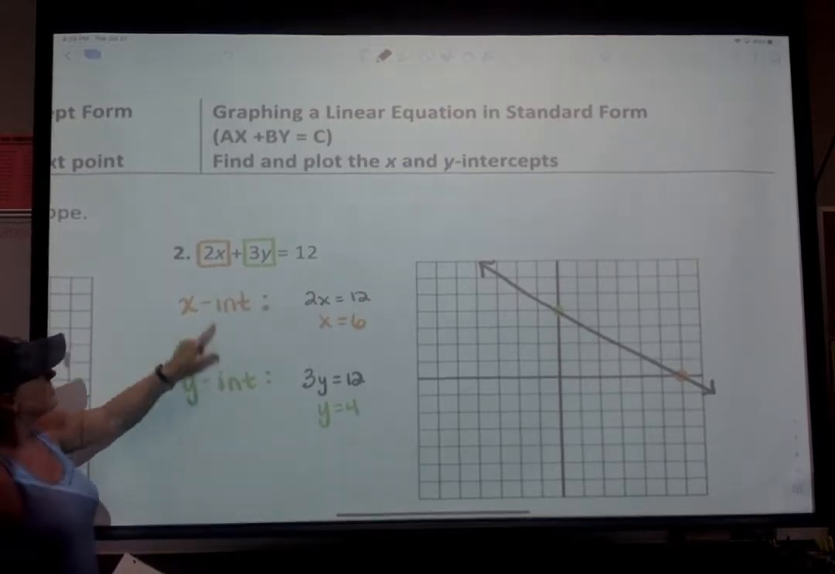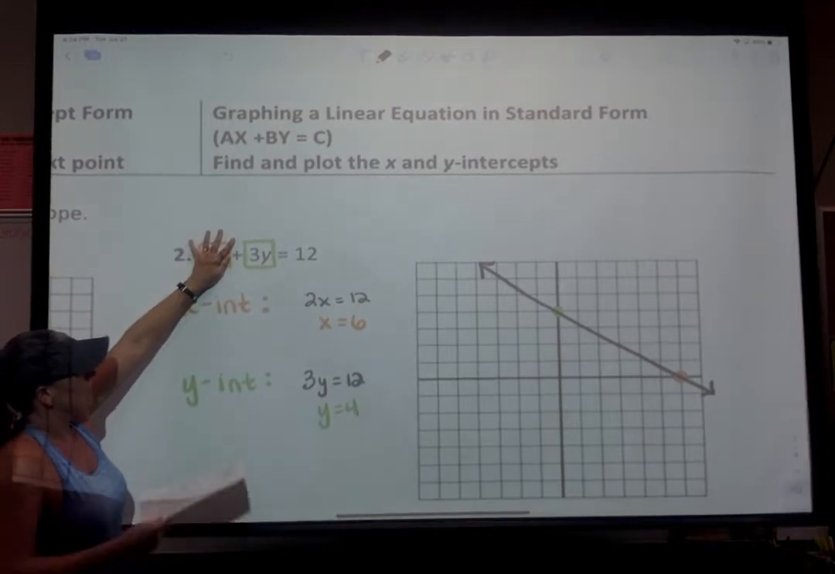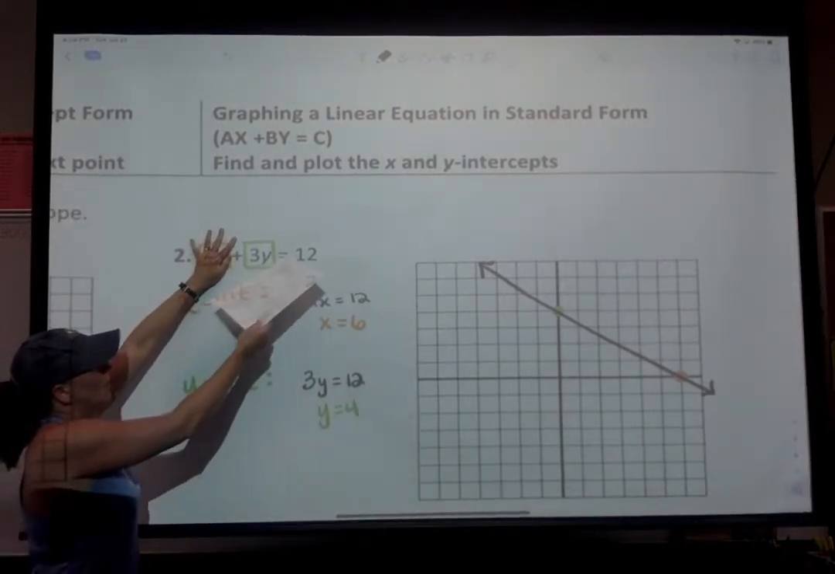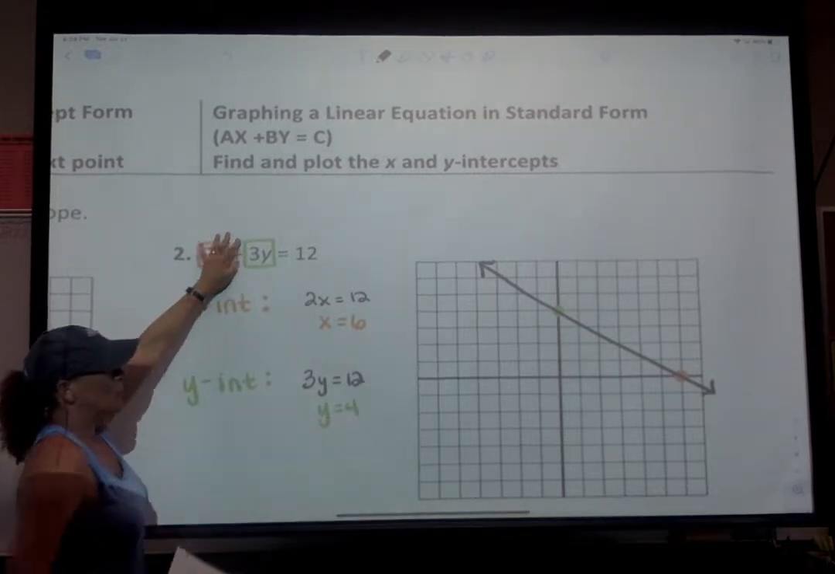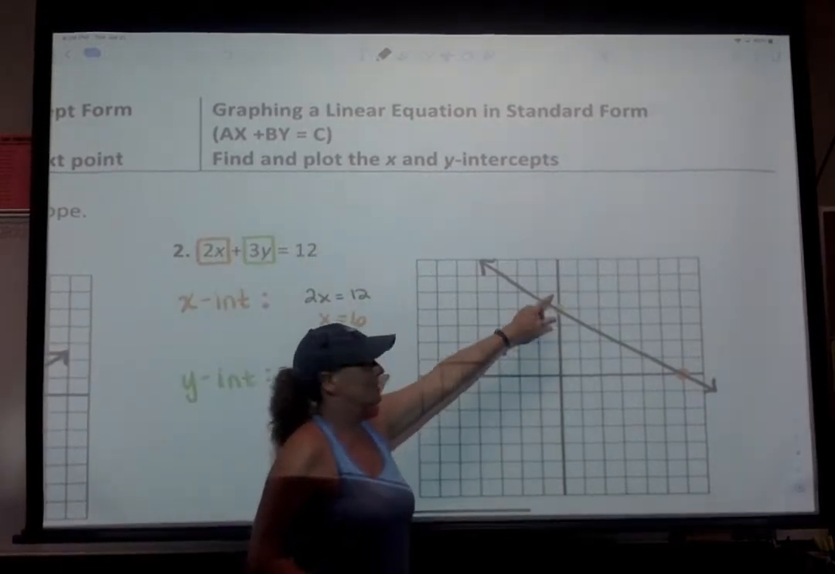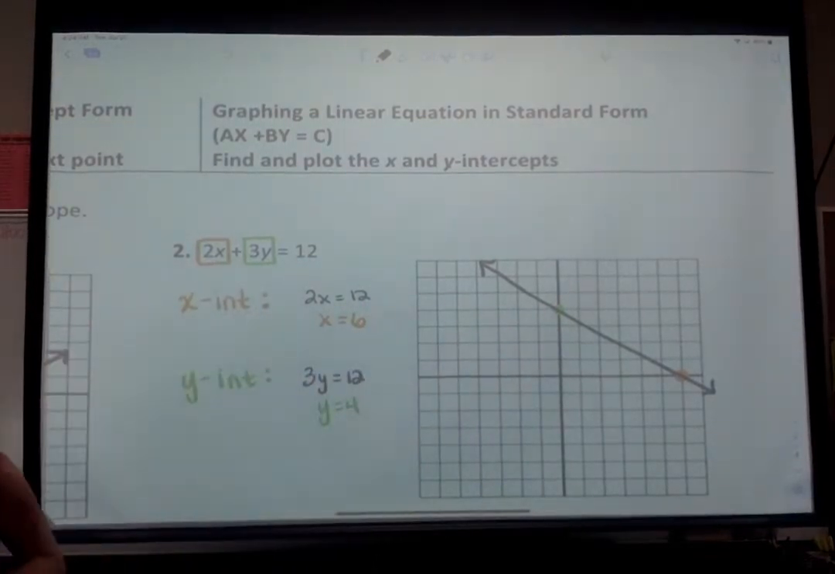For the y-intercept, I'm going to make x 0. Well, if I make x 0, that wipes this term out, and all I'm left with is 3y equals 12. So y is 4, that's my y-intercept. It goes on my y-axis. It has its own point, and I connect the dots.